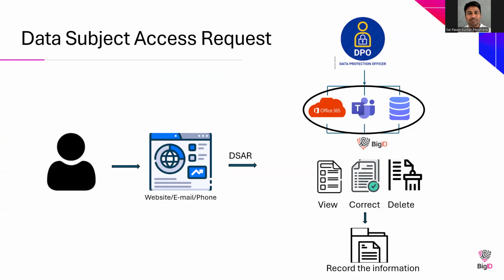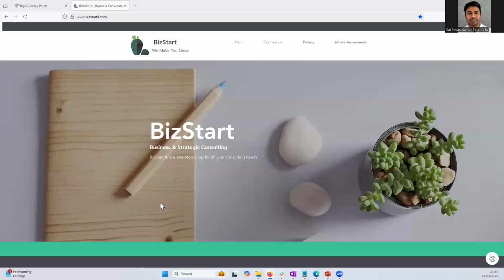Now, when we look at the DSR itself, there are two sets of operations happening here. Operation one happens on the consumer side, where the consumer is able to raise the request using different options. And operation two happens more on the admin side, where somebody like a data protection officer is able to process that request by effectively using tools like BigID, which allows us to go ahead and process and complete that specific request. Now let's take a look at how this is actually being processed on the BigID side from the tool perspective.